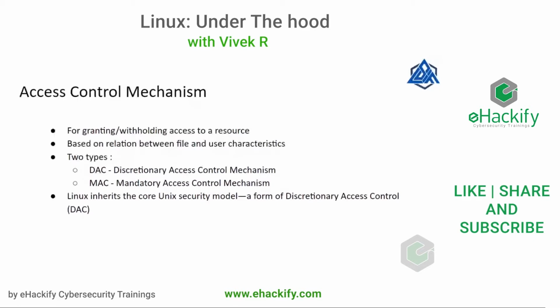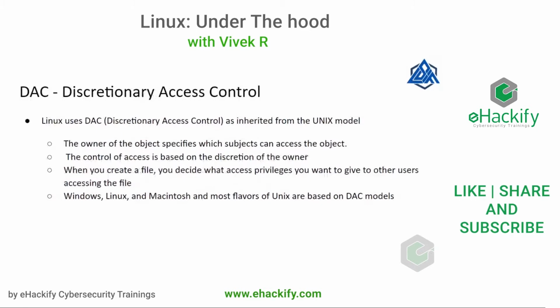So this access control mechanism is commonly based on relations between file and user characteristics. And predominantly, there are two types of access control mechanism, which are DAC and MAC, discretionary access control and mandatory access control mechanisms. So we can just move on through the basics of DAC and MAC. So what is discretionary access control system?